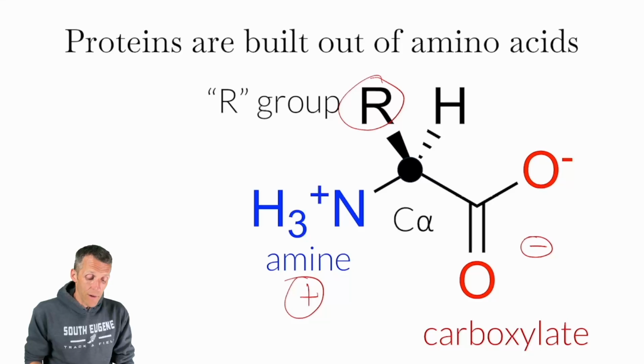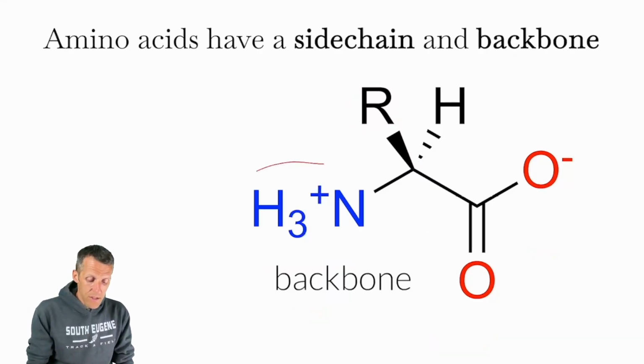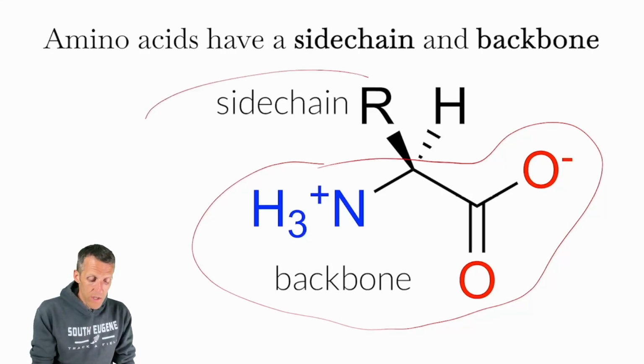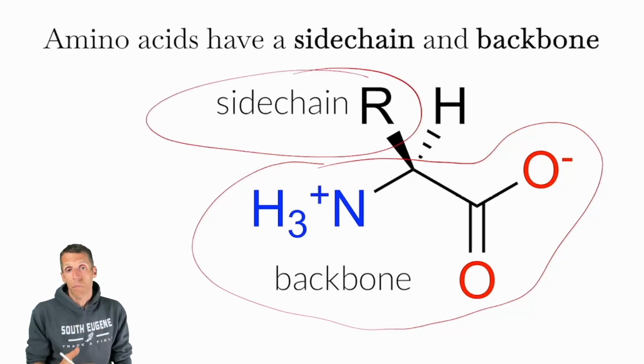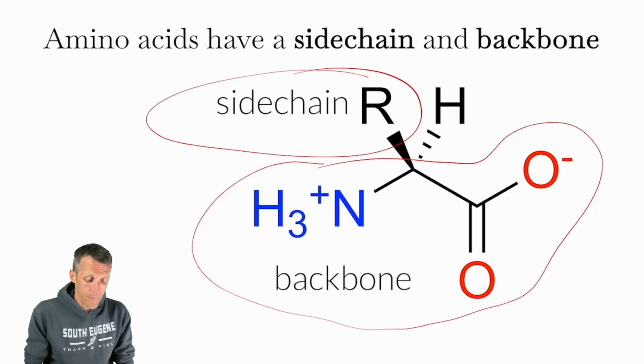Now, another way that this is often referred to is in sort of collective blocks. So we would say this region of the amino acid is the backbone, whereas this region of the amino acid is the side chain. So the backbone is the same between every amino acid. The side chain is what's different.